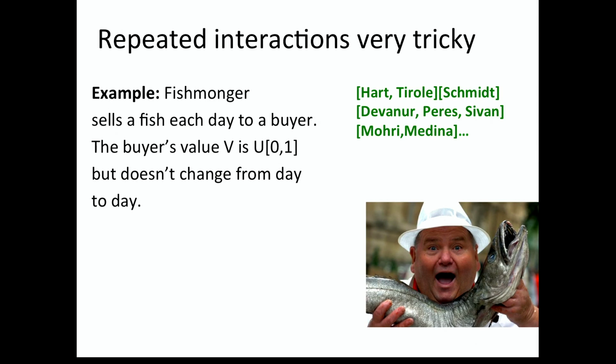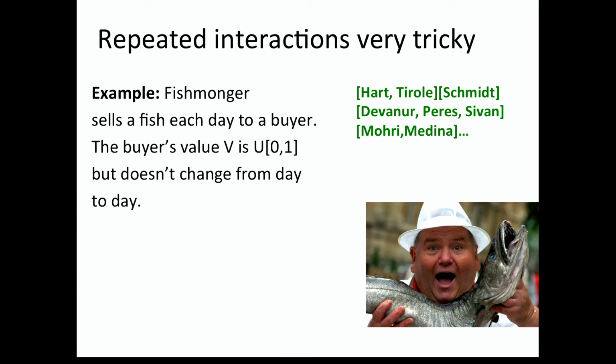So I just want to give you a small example to illustrate how repeated interactions are very tricky. This is the fishmonger problem, named the fishmonger problem by Amos. So you have a fishmonger. Every day he shows up with a fresh fish. And every day a buyer wants a new fresh fish. The same buyer comes every day. I mean, we all love our sushi, right? So the buyer has a value which is, for example, drawn from a uniform distribution on 0, 1. But the buyer's value doesn't change from day to day. Every day they have the same value.